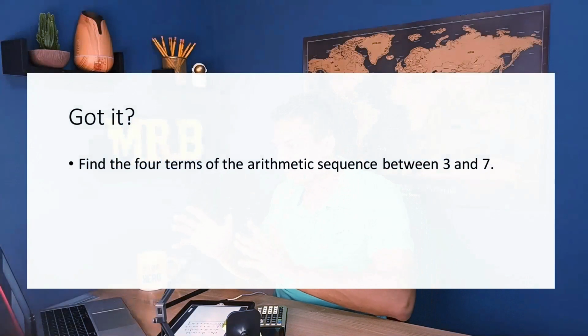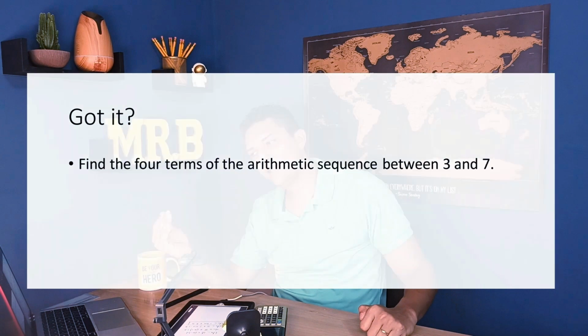Okay, so here you have the problem. Let's read it. Find the four terms of the arithmetic sequence between 3 and 7. That's the only information we have. So now pause the video, solve it, and then play it to see the answer.